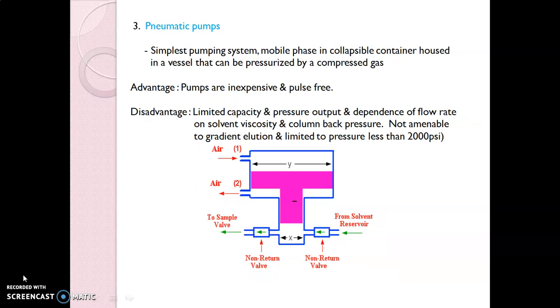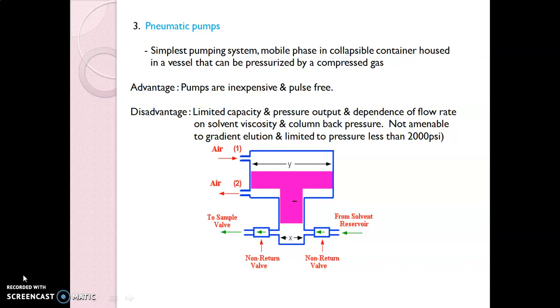Last is the pneumatic pump. Here the pumping system is based on air pressure. This pneumatic pump is like a collapsible container or collapsible tube. This is the simplest pumping system, in which the mobile phase is present in a collapsible container housed in a vessel that can be pressurized by a compressed gas.